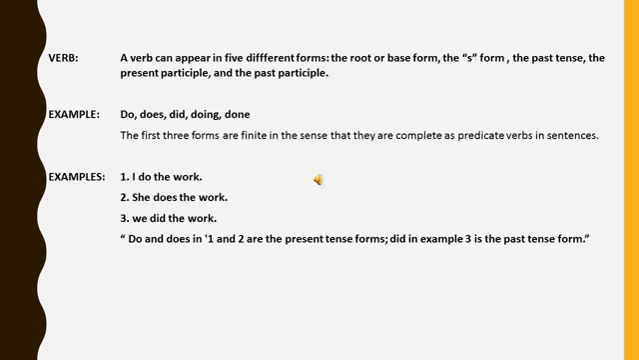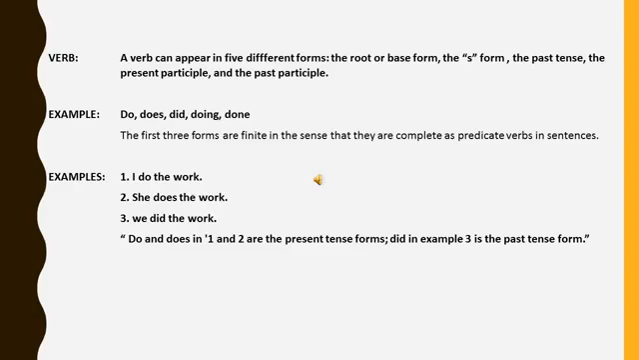Dear students, as you have studied verbs in your previous classes, today we will discuss finite and non-finite verbs. Here you can see what a verb is. A verb can appear in 5 different forms: the root or base form, the S form, the past tense, the present participle, and the past participle. Here are some examples: do, does, did, doing, done. The first three forms are finite in the sense that they are complete as predicate verbs in sentences.